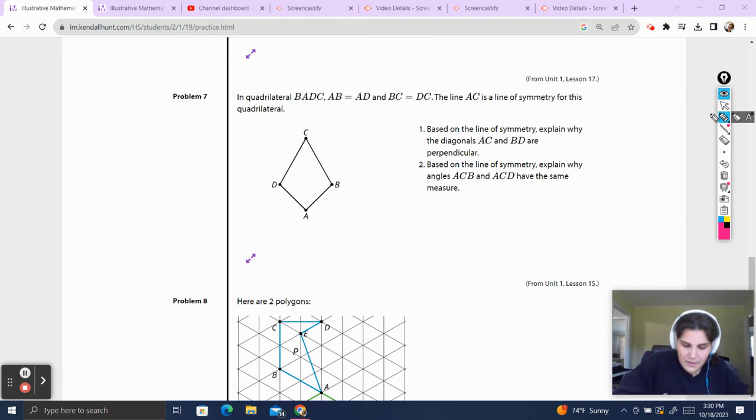In quadrilateral BADC, AB is equal to AD, BC is equal to DC.